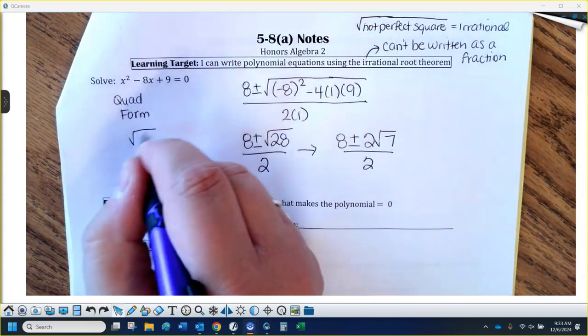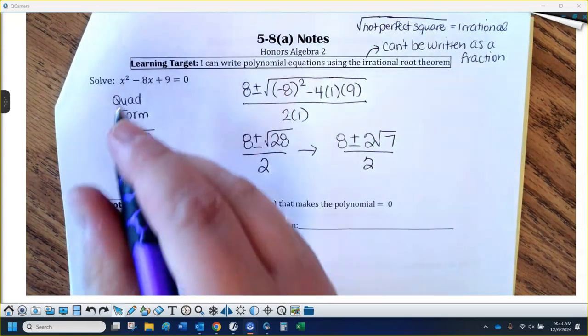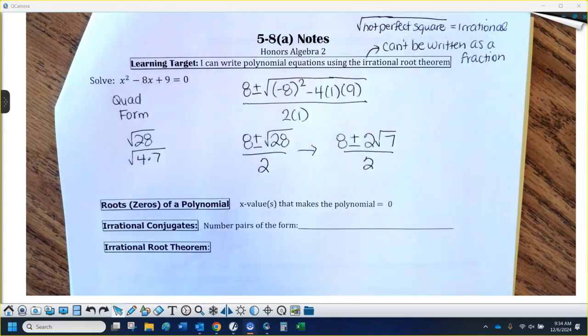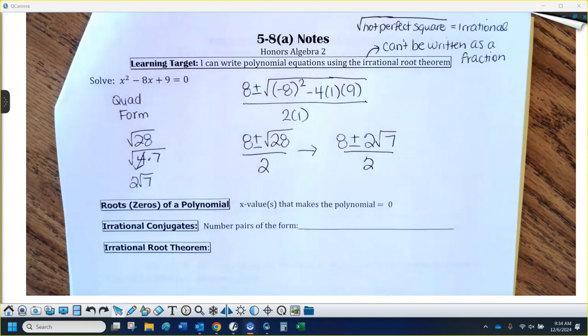If you're like, what the heck? 28, the biggest perfect square, or if you want to do a factor tree, either way, but the biggest perfect square that goes into 28 is only 4. 4 times 7, the square root of 4 is 2, so I can remove the perfect square, but the 7 would stay under the square root.